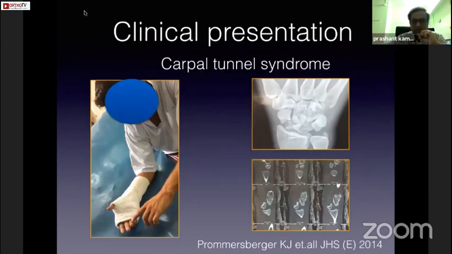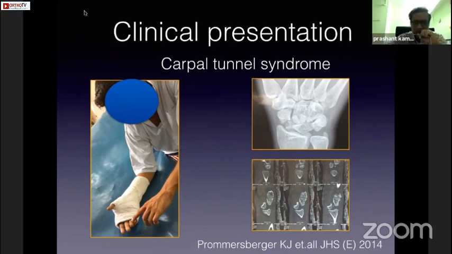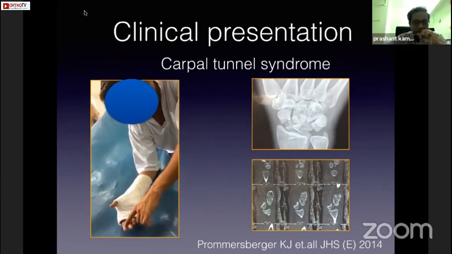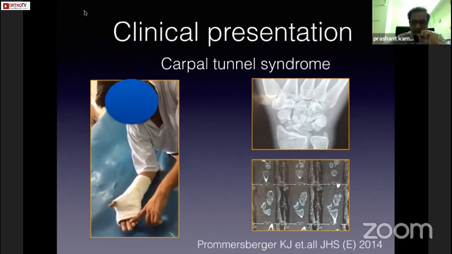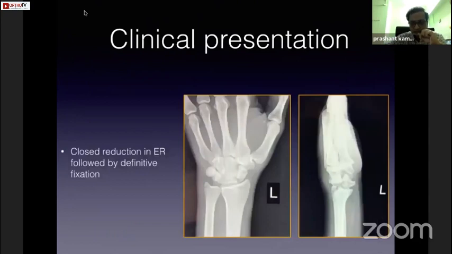This patient was treated by somebody, and as you can see on the X-ray, there is a scaphoid fracture and a perilunate dislocation. So this is termed a transscaphoid perilunate dislocation. Somebody put him in a cast, and this patient had tingling in the median nerve distribution. So this patient needs urgent decompression of the carpal tunnel as well as definitive fixation. Whenever you see such a patient in the emergency room, you reduce them in the ER, and this should be followed by a definitive fixation.